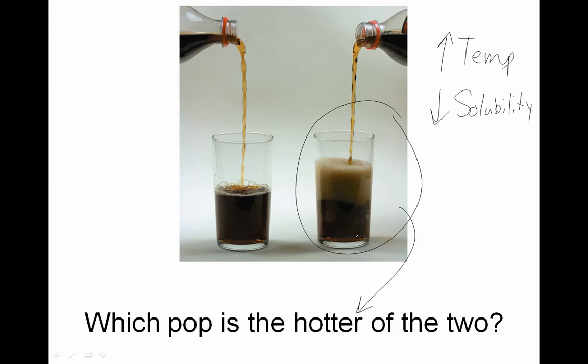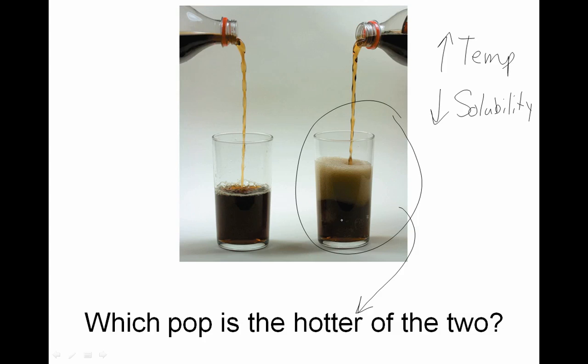So this one has more gas that's quickly coming out of solution, and therefore it has a decreased solubility, so it must have had a higher temperature. And so this is kind of a good life lesson. Maybe you can learn this one lesson for all of chemistry. This is why you put your drinks in the fridge. If you want them to bubble less when you pour them out, put them in the fridge.